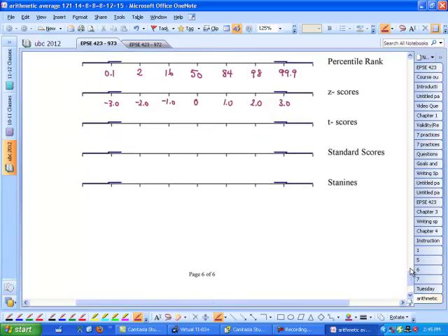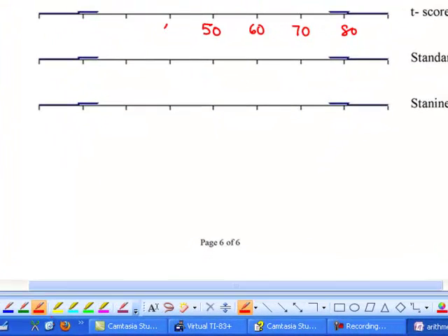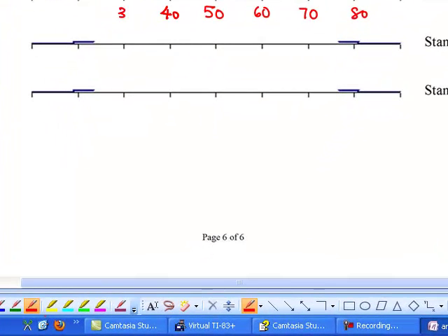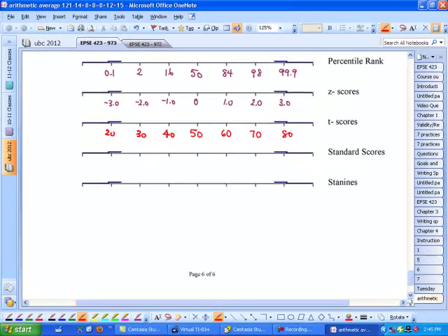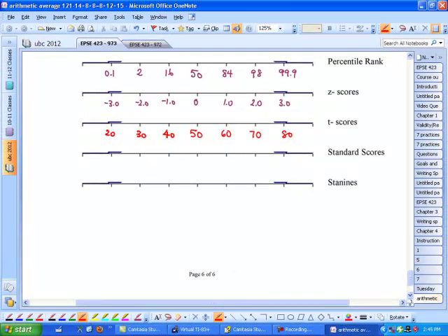Okay, so for T-scores, the middle is also 50. But then they go up by units of 10, I believe. So 60 is 1 standard deviation, 70, 80 is 3 standard deviations away, and likewise 40, 30, and 20. So those are the T-score values.